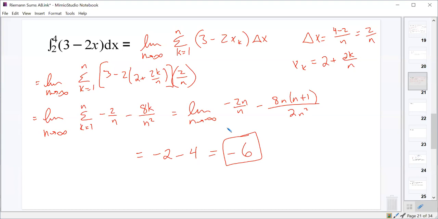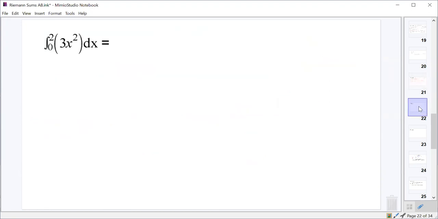When you went from minus 8k over n squared to minus 8n times n plus 1 over 2n squared, where did the 2n squared come from? I remember that the summation of k is n times n plus 1 over 2. Oh, okay. So that's where that 2 is from. Good? Yeah? All right. Cool.